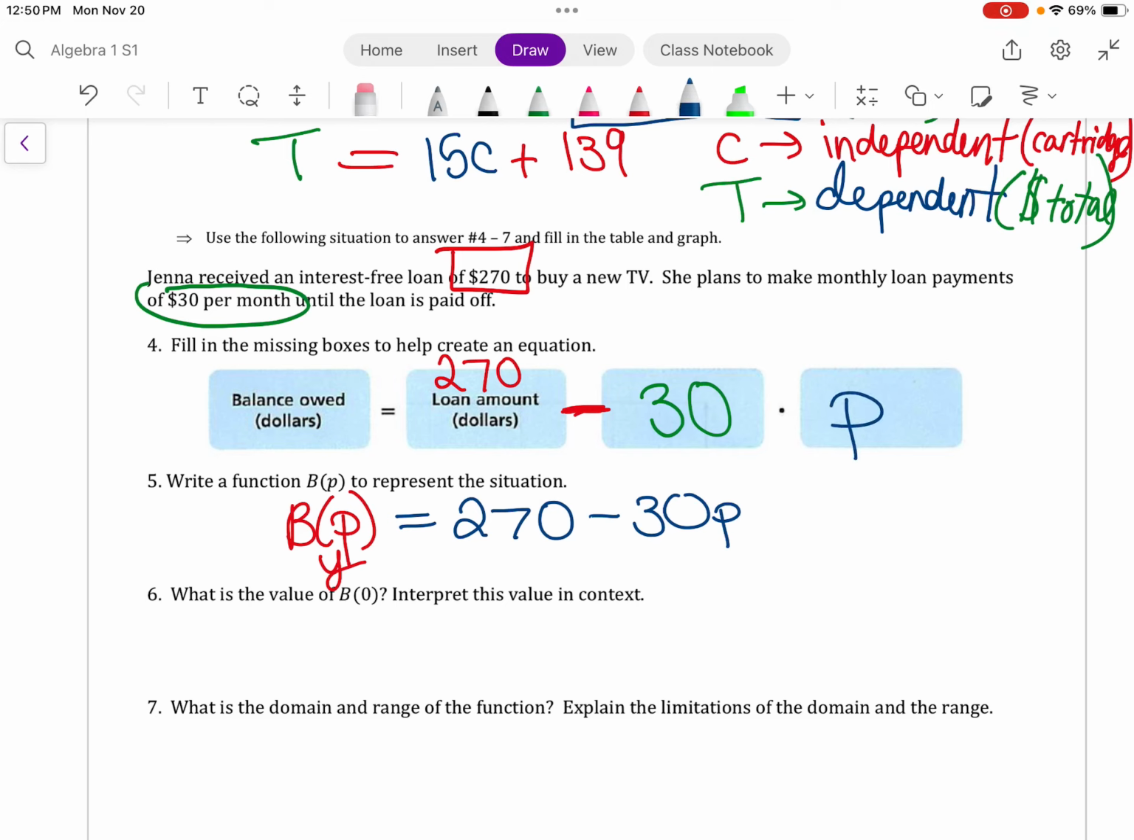Hello, let's rock this out. So what is the value of B to the 0? Okay, so B to the 0. So I'm going to plug in 0 for P because it replaced it. It's like I'm substituting one in for the other.